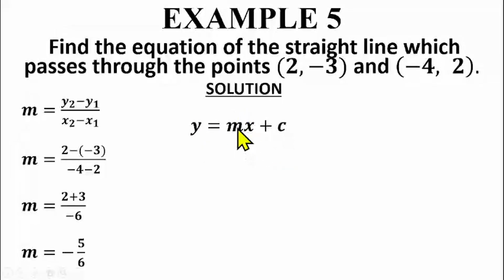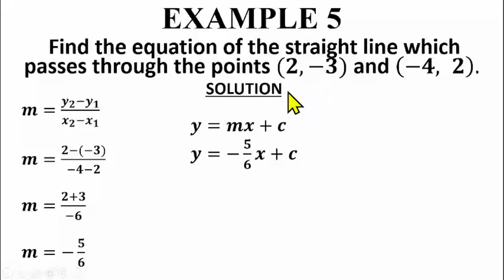Then put the gradient here. We'll be having y equals minus 5 over 6 x plus c. The only thing that is left for us to find is the y-intercept, which is c. Then you can find that by using any of these 2 points, whether I use this one or this one. You can use either of these 2 points to find your c.